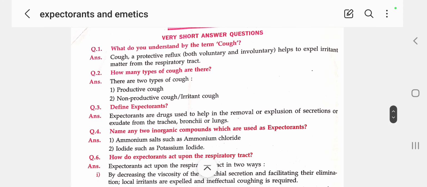So first, what do you understand by the term cough? Cough is a protective reflex, both voluntary and involuntary, which helps to expel irritant matter from the respiratory tract. Next, how many types of cough? I already discussed with you protective and non-protective cough.